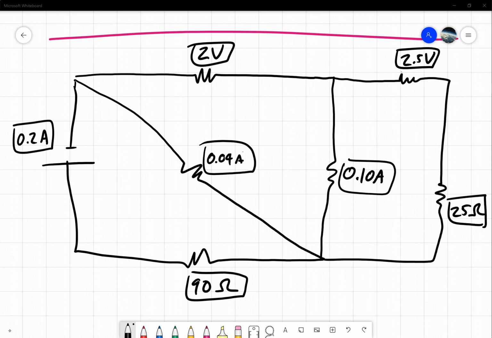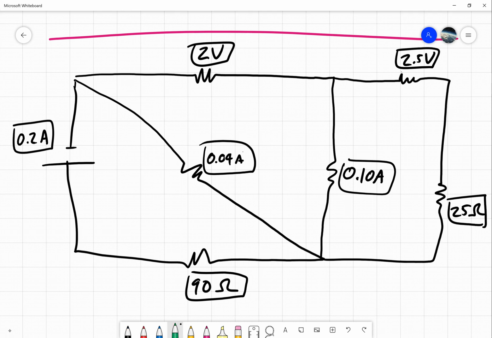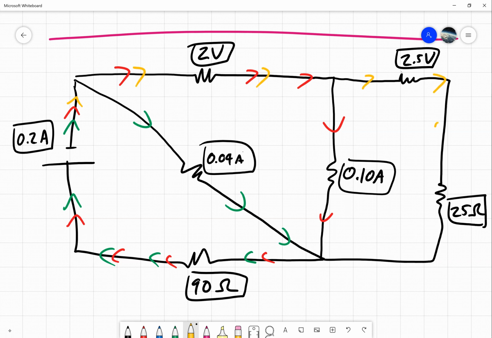So here's another example of a mixed circuit. And yet again, if you don't know where to start, the first thing I always do is color code my pathways. I color code my pathways so I can see the different pathways that the electrons could travel on. So I'll have my green pathway, I'll have a red pathway, and I will have my yellow pathway.